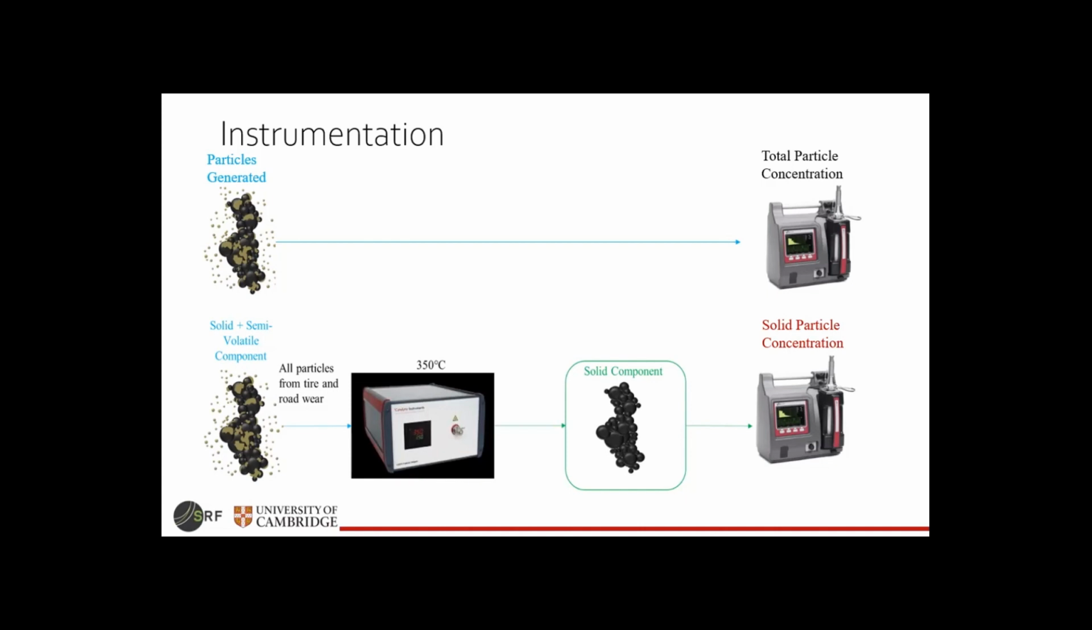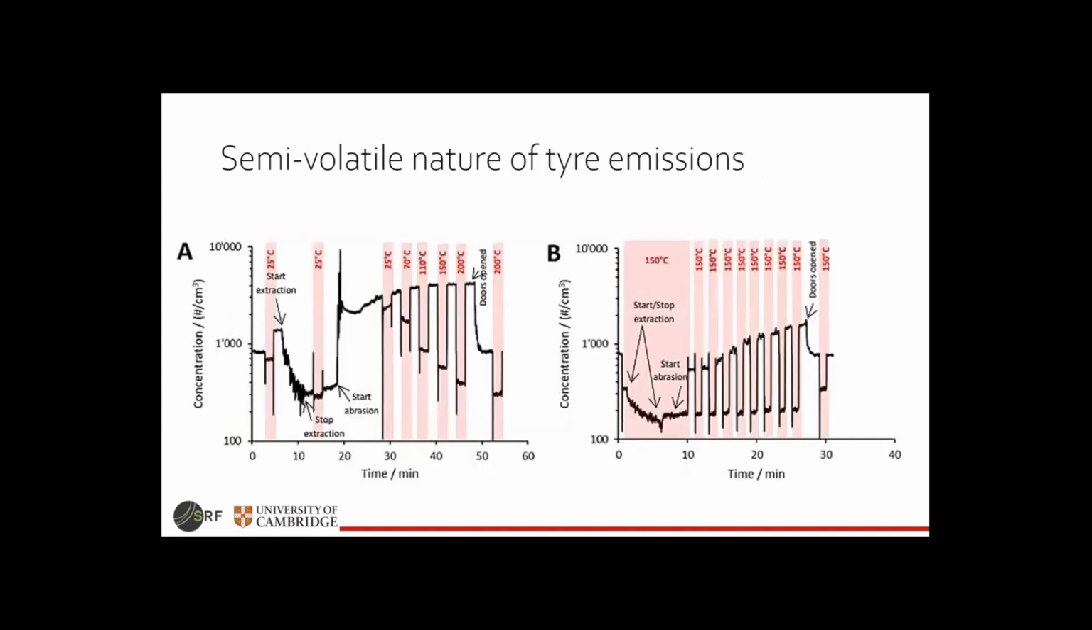We can then do the iterations and compare these two data sets: we compare the total particle concentration, which includes the semi-volatile fraction, to the solid particle concentration. So this not only gives us information on the solid particles that are coming in higher emissions, but also on the semi-volatile fraction. So this is one ongoing work that we have both here in the UK as well as with collaborators in Germany.